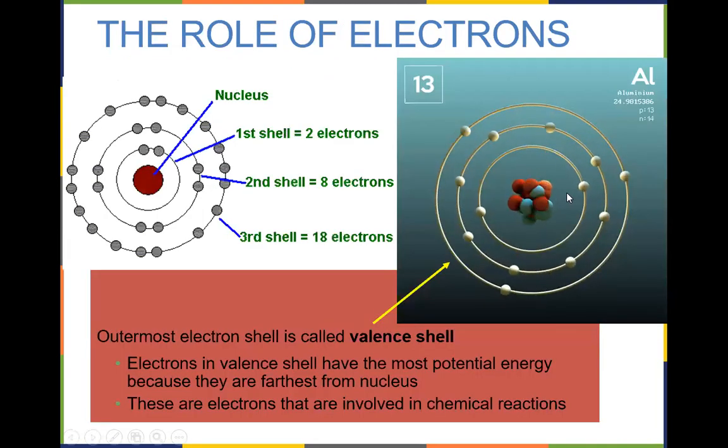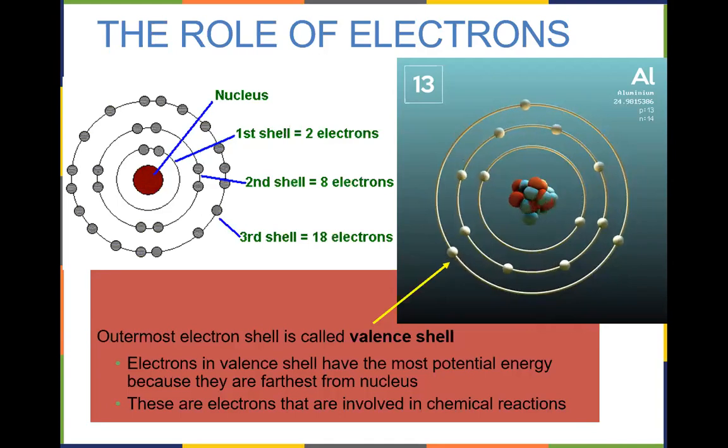And it looks something like this. There's your first shell holding its 2 electrons. It looks a little crowded there, but there's only 2 electrons in the first shell. The second shell has no more than 8. And the third shell can have up to 18. Now this is, let's see, what is 13? That is aluminum, okay?